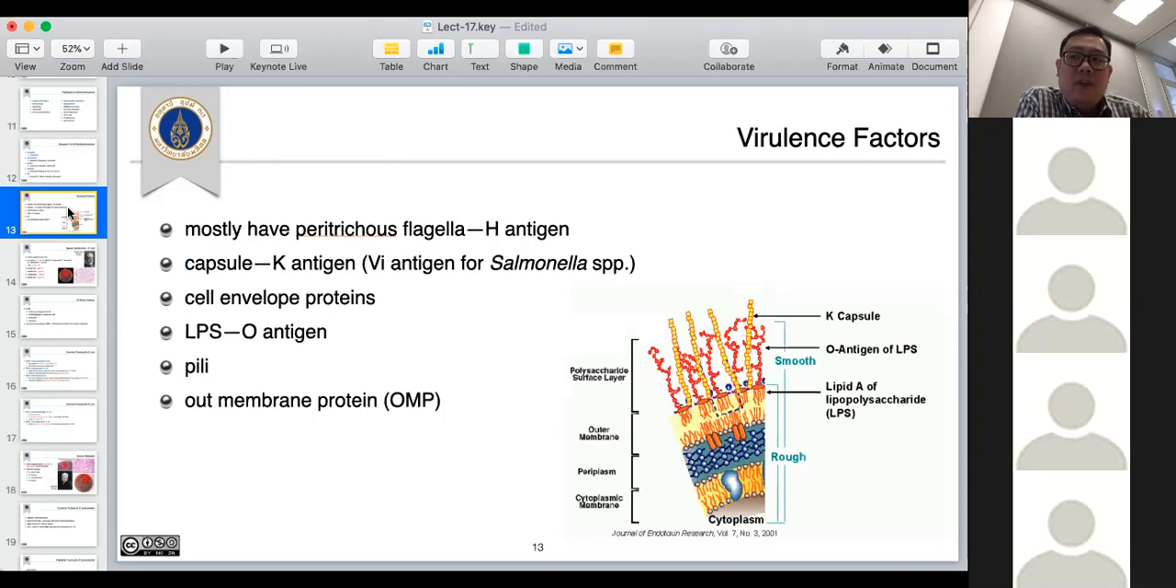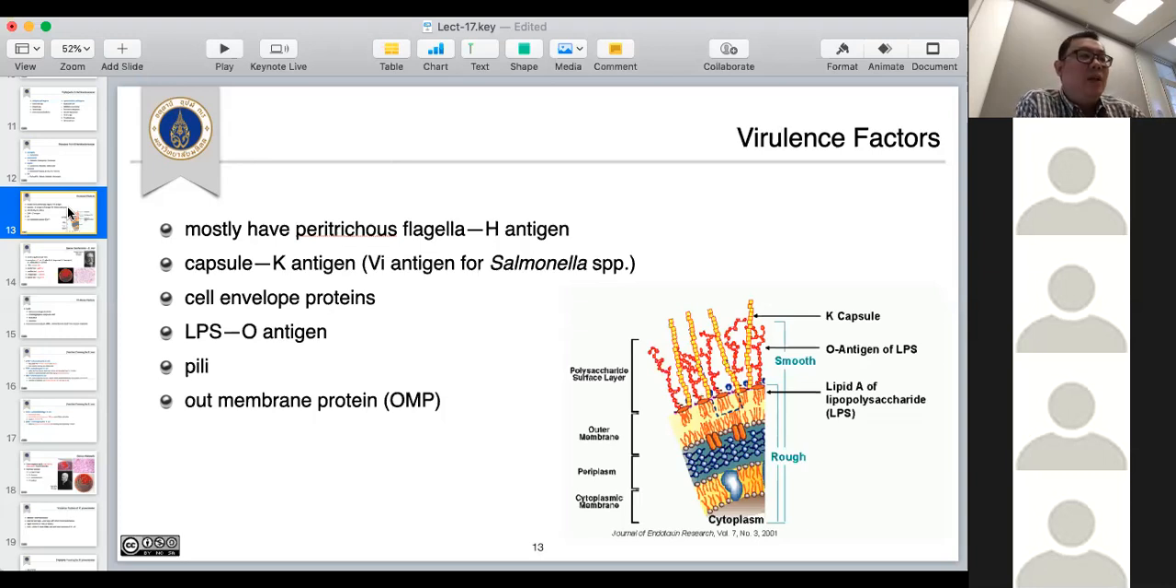They have cell envelope protein. Okay, LPS is very important in gram-negative bacteria. Remember, LPS is O antigen. LPS is lipopolysaccharide. Pili is very common also. And outer membrane protein. You probably see the term OMP.